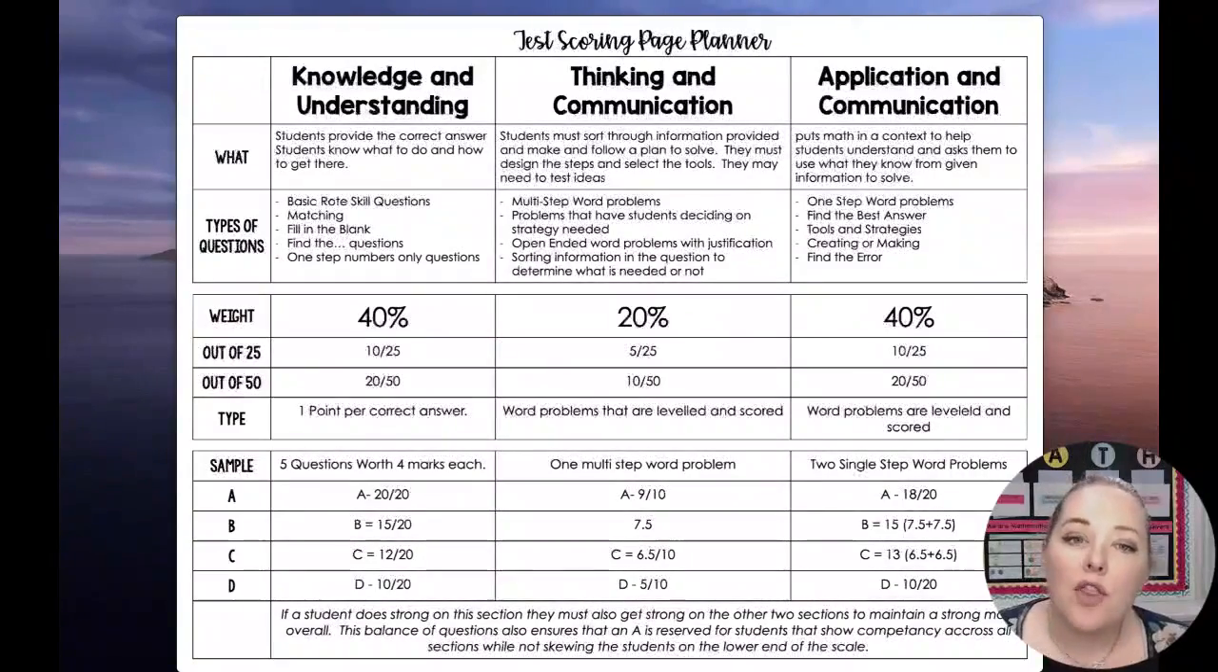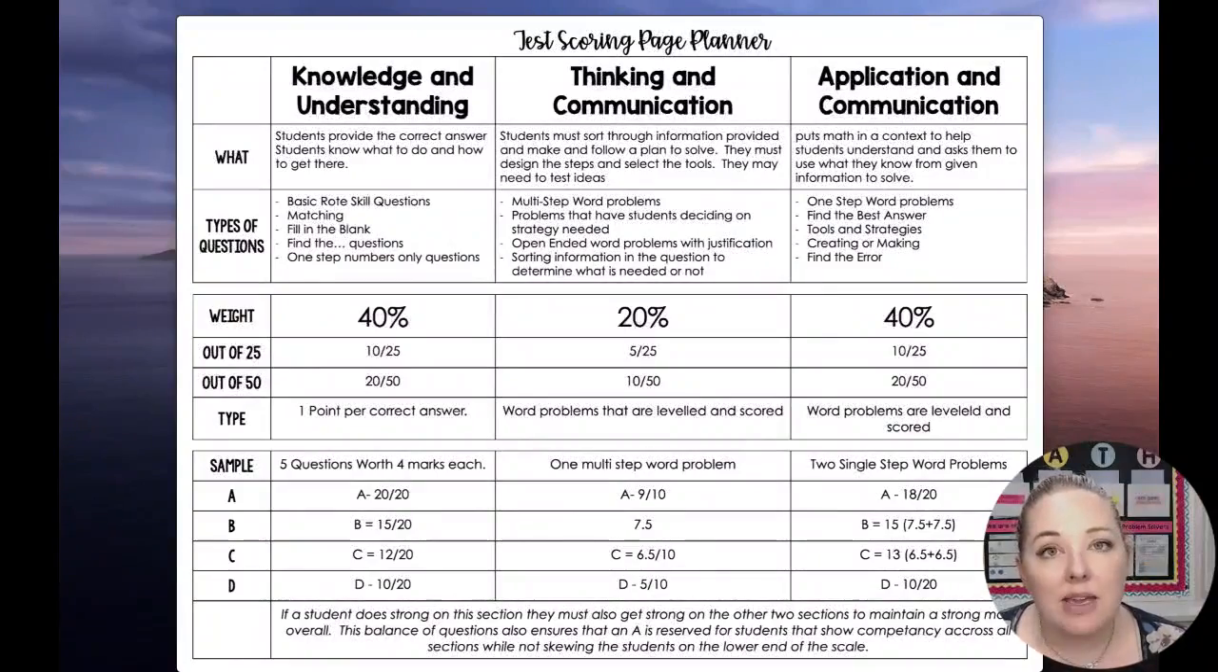Finally, you're going to have your thinking and communication. A thinking question is where students must sort through information provided and make and follow a plan to solve. They must design the steps and select the tools they may need to test ideas. These are going to be where you could actually solve the problem using a bunch of different operations, but you have to decide which one it is. It's not always super obvious.